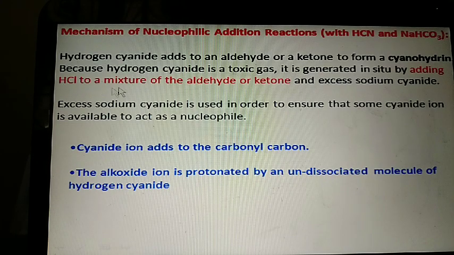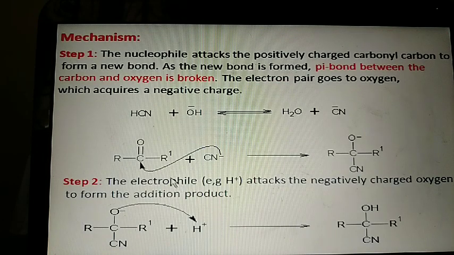So adding HCl to a mixture of aldehyde or ketone and excess of sodium cyanide. So excess sodium cyanide is used in order to ensure that some cyanide ion is available to act as a nucleophile. Cyanide ion adds to a carbonyl carbon. The alkoxide ion is protonated by an undissociated molecule of hydrogen cyanide. So mechanism: this is also a general mechanism. If you replace R dash equal to H, the molecule becomes an aldehyde. R and R dash equal to CH3, the molecule will become a ketone.